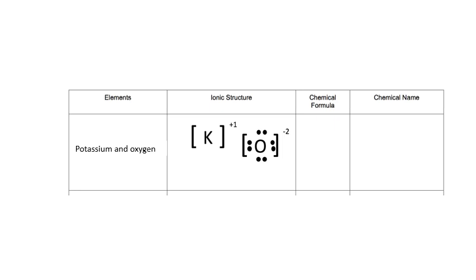So we're going to need to have 2 potassiums here. And our chemical formula, in this case, we're going to have 2 of our metals. Metal goes first, so we're going to have 2 potassiums, so K2.